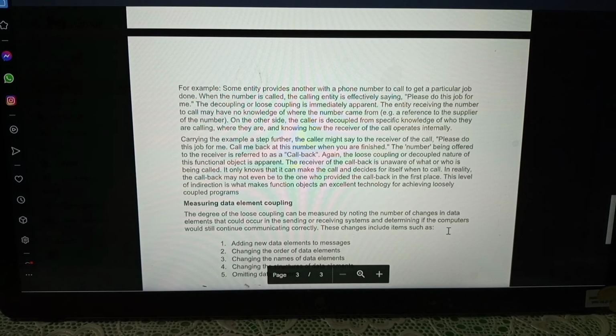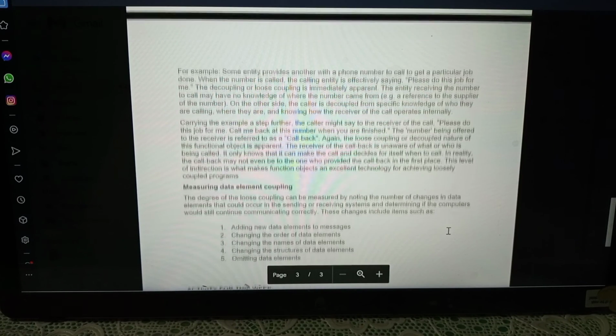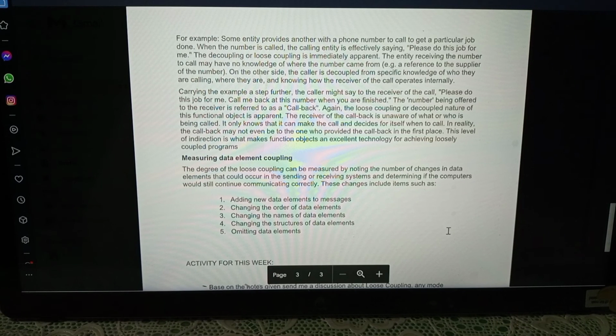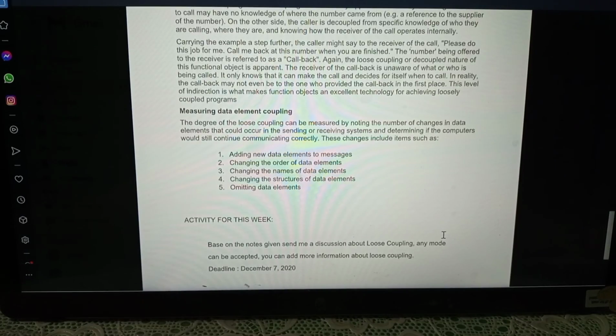Measuring data element coupling. The degree of loose coupling can be measured by noting the number of changes in data elements that could occur in the sending or receiving systems and determining if the computers would still continue communicating correctly. These changes include items such as: first, adding new data elements to messages. Second, changing the order of data elements. Third, changing the names of data elements. Fourth, changing the structures of data elements. And lastly, omitting data elements.